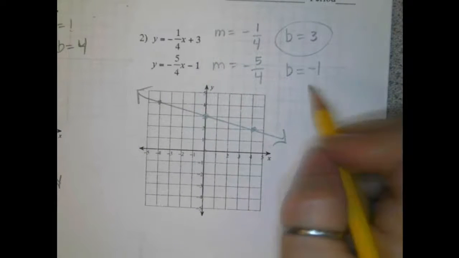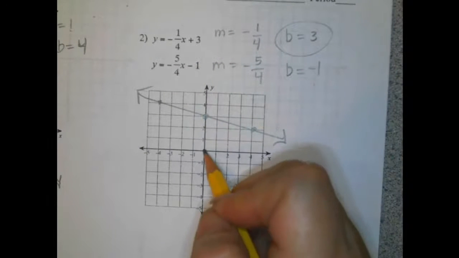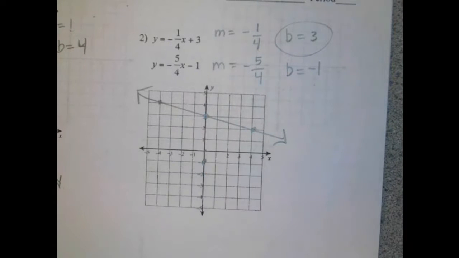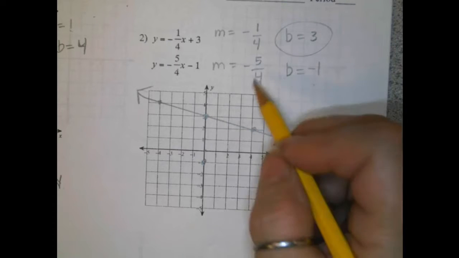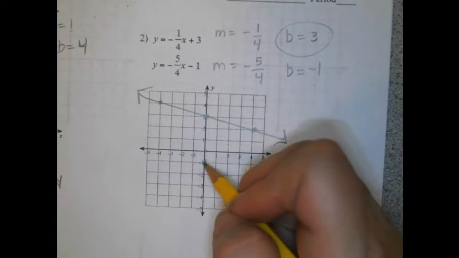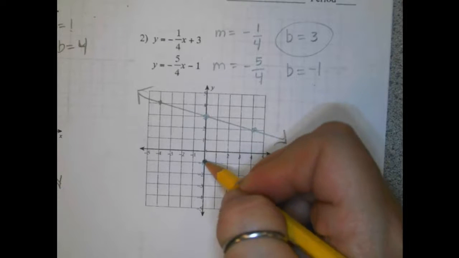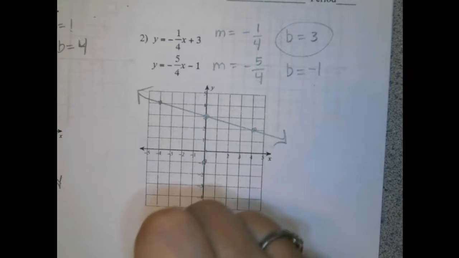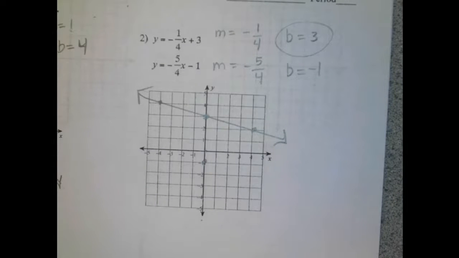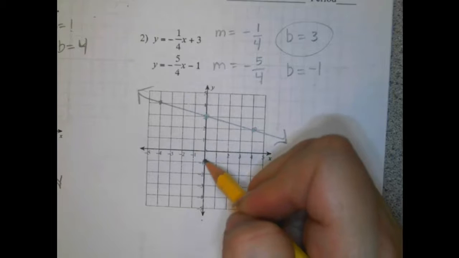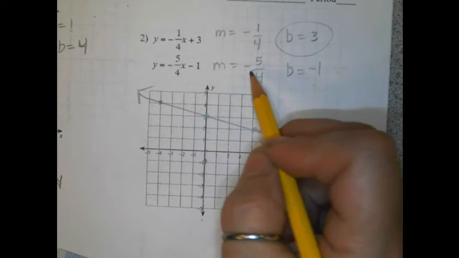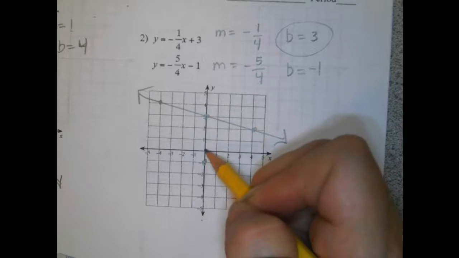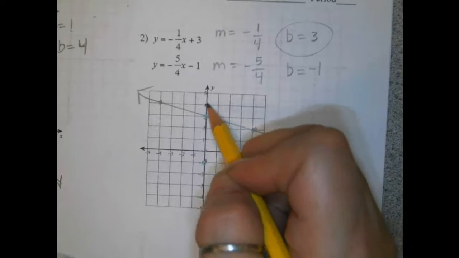So let's go ahead and find that starting point. From my point of origin, -1 is going to go down 1 on the y-axis. Now my slope is going to say -5 over 4. So -5 means I'm going down 5. Oops, look, I'm off the chart. So let's do some backwards thinking. If I'm going the opposite, I'm going to go up and left. So up 5 and then left 4.